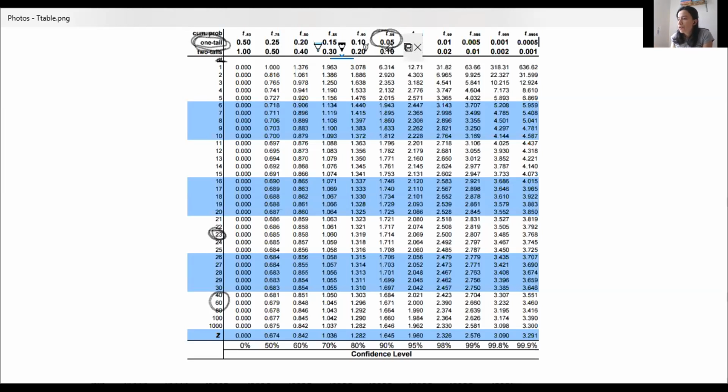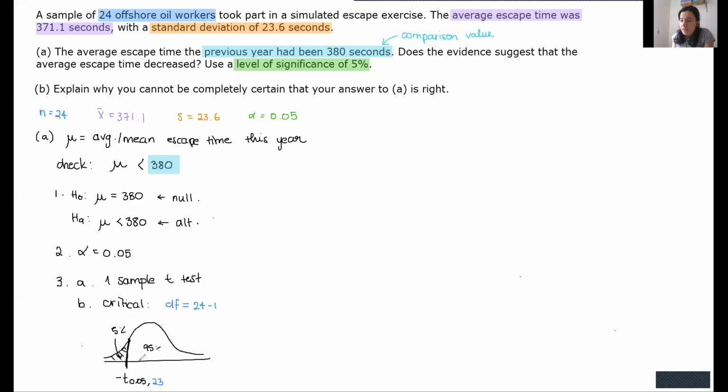Okay, so then we have the row for 23 degrees of freedom, the column for 5% and one tail, and that means that my value is 1.714. I can go back now with that value to the whiteboard. And so that means that this number over here is 1.714, but it's on the left-hand side, so that means that this is going to be minus.